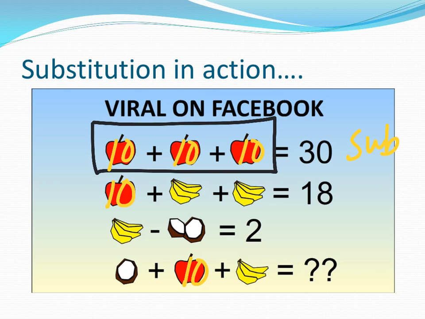So if 10 plus 2 bananas is 18, then the 2 bananas have to equal 8, and you can go on from there. So a banana is going to equal 4, and then 4 minus a coconut is 2, so coconut has to be 2, and a banana is 4. So you're substituting what you know to figure out what you don't know.